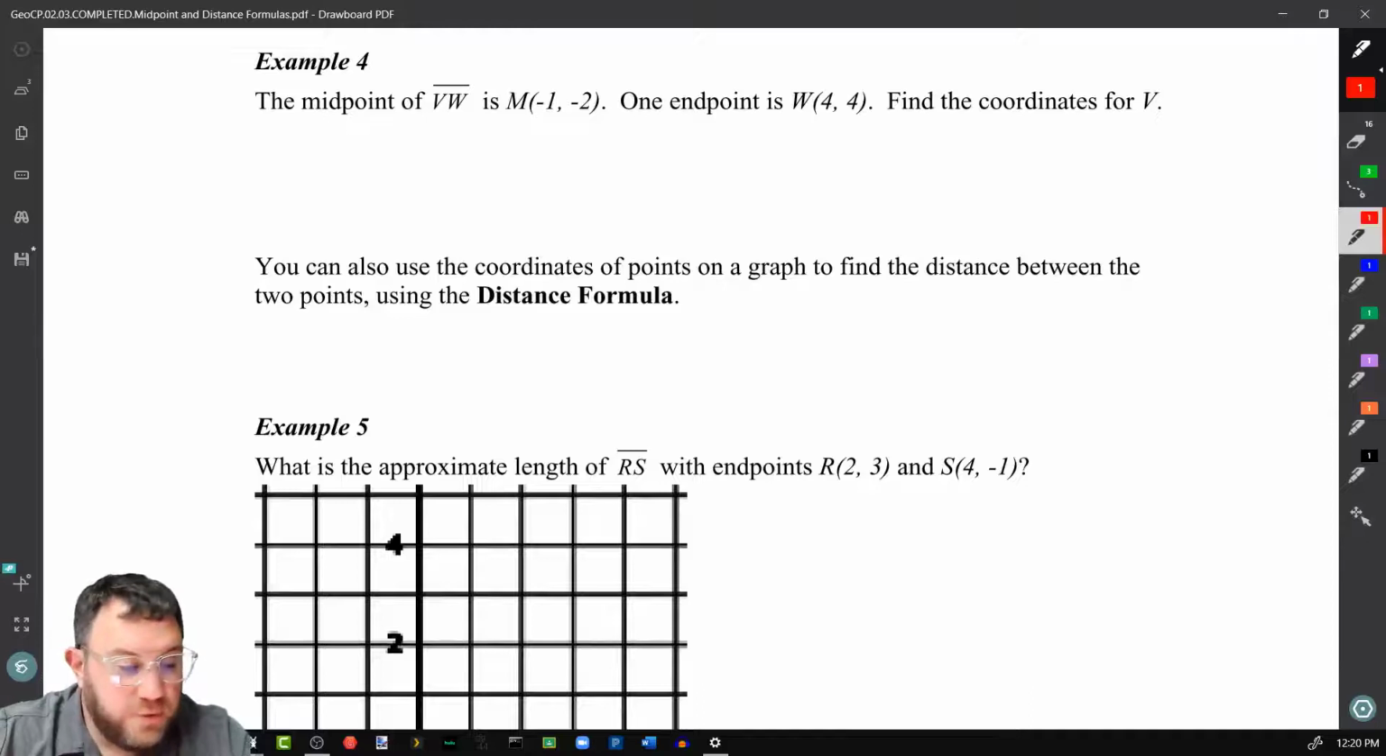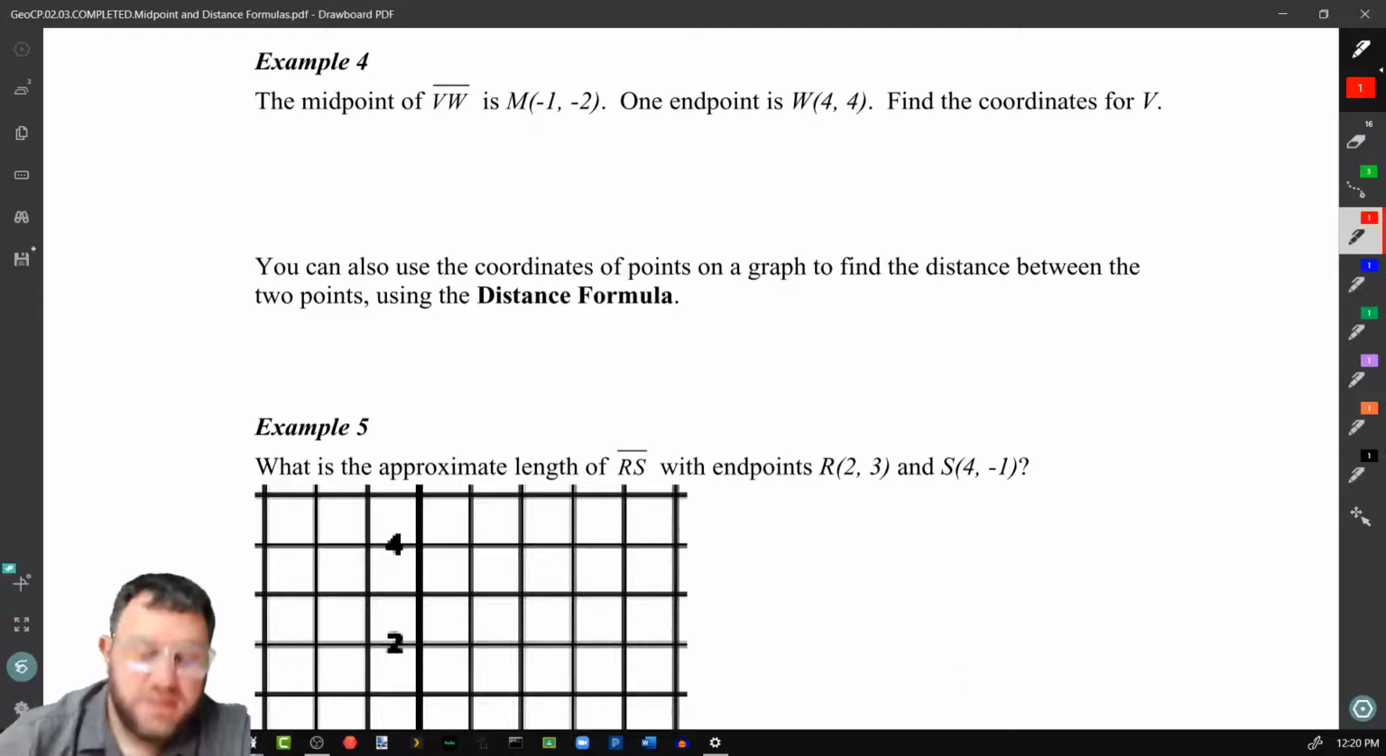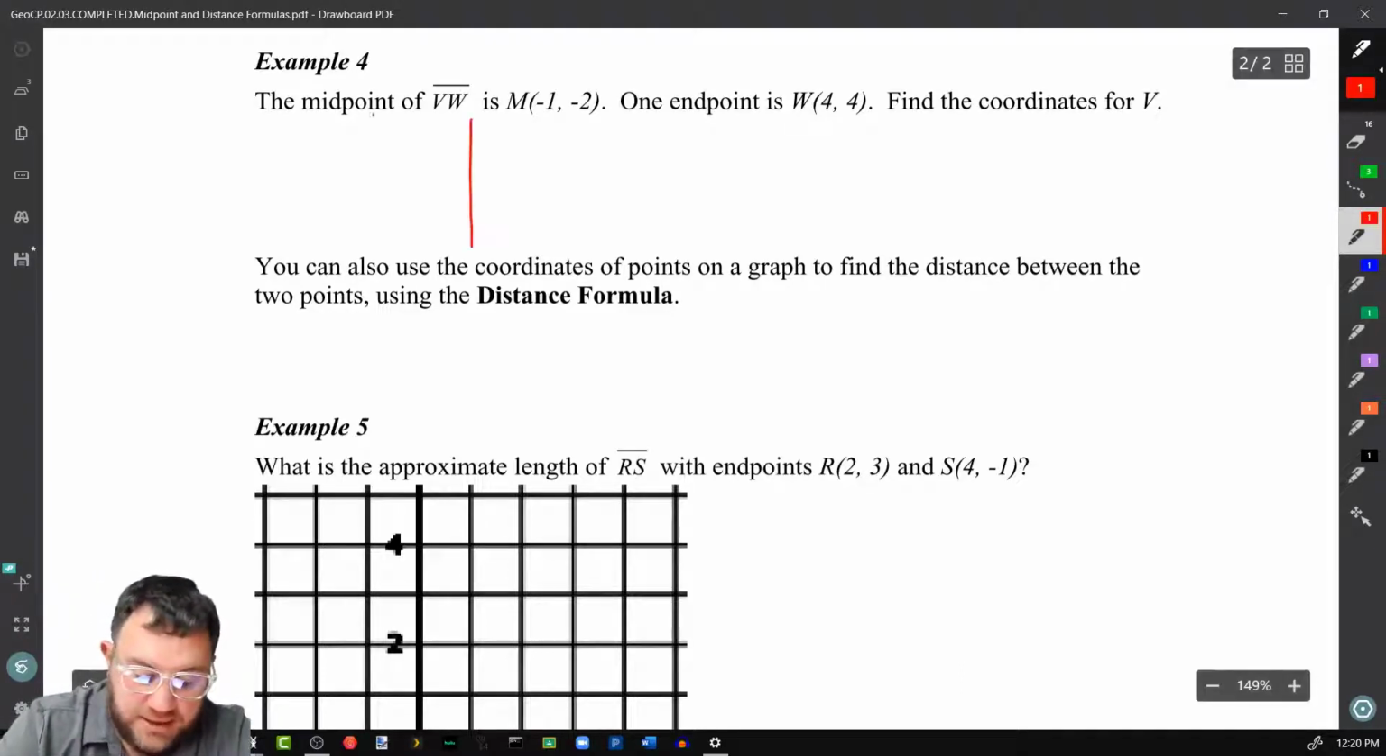Alright, example 4. This one's a little bit different, still using midpoint formula. The midpoint of segment VW is M at (-1, -2). One endpoint is W at (4, 4). Find V. So for this one it's a little bit different because we need to split up our X's and our Y's in order to do it.